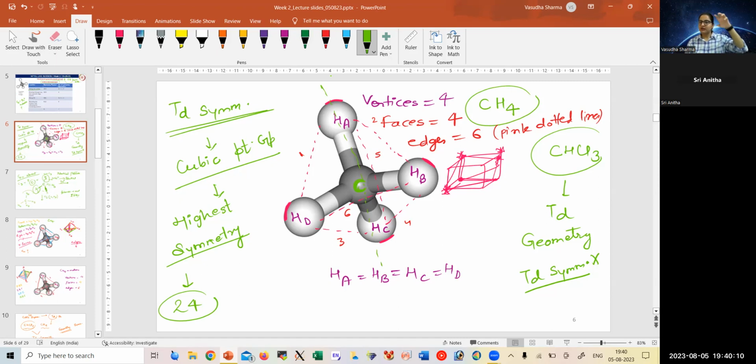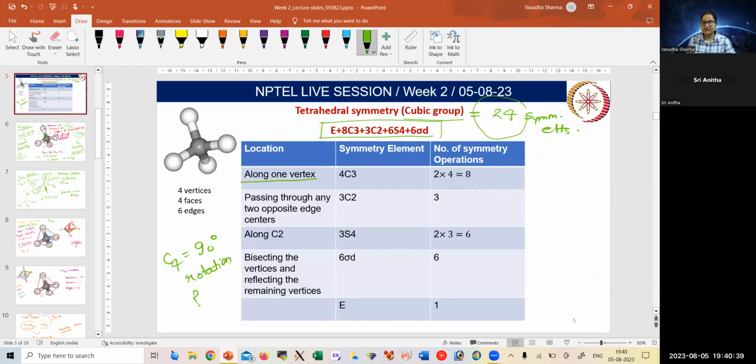So if it is passing through one vertex, how many vertices are we having? 4. So we understood that one C3 is passing through each vertex, and we have 4 vertices. Therefore, how many C3s would be present? 4. Right. So we will have 4 C3s present. That is what is written over here, that we have the symmetry element as 4 C3, right? Talking about the number of symmetry operations, we'll consider that later. But firstly, we need to understand which elements are present.